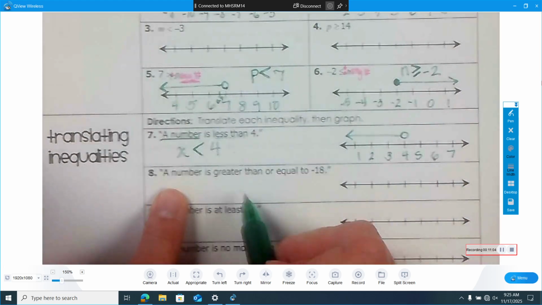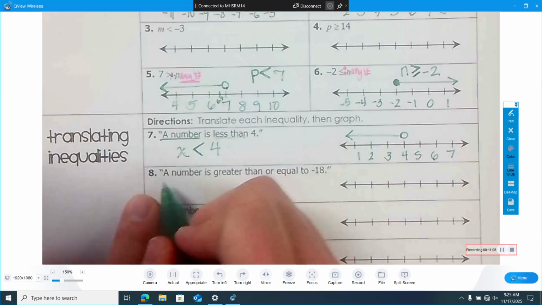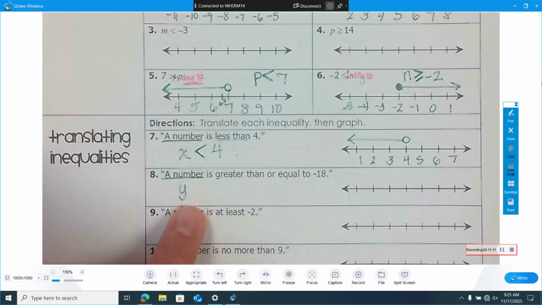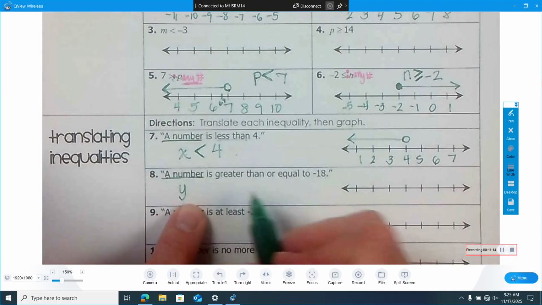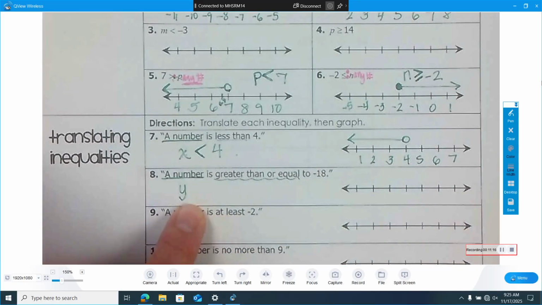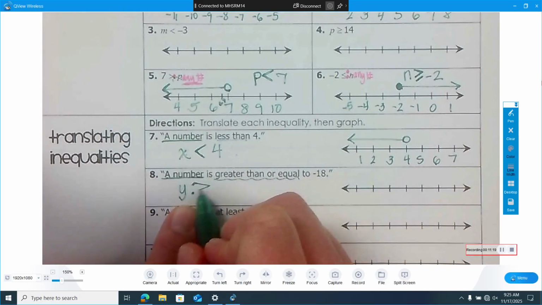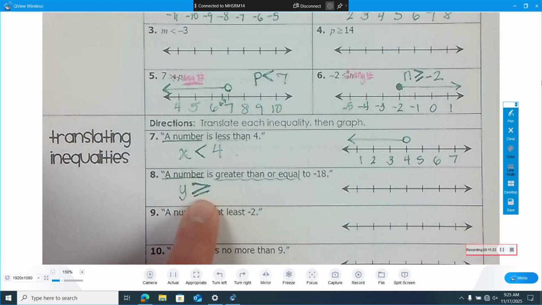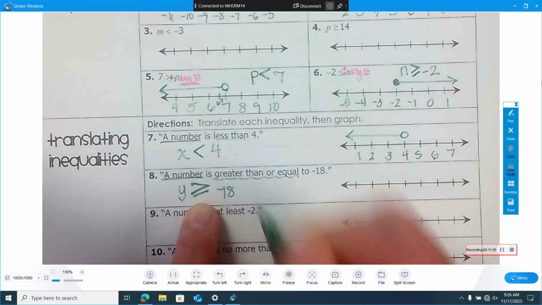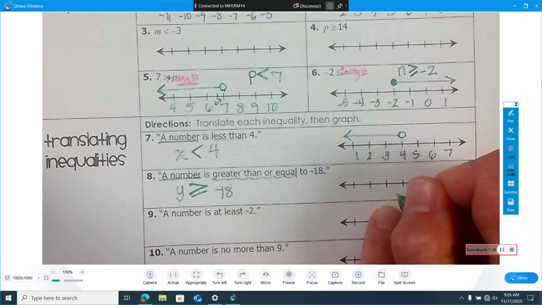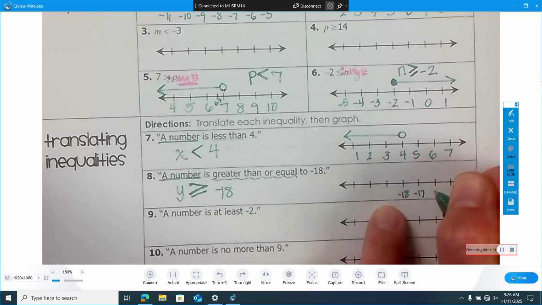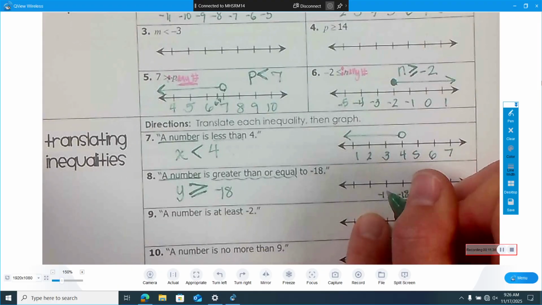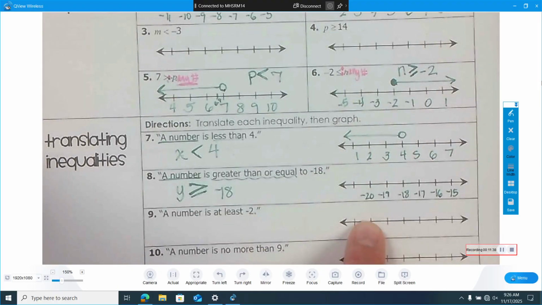A number is greater than or equal to negative 18. So what can we use for a number? We could use a Y. We can use any letter we want, sure. A number greater than or equal to. So that means that we got the big side next to our variable, and it's got the little equal to with it. Greater than or equal to negative 18. So I'm going to make my number line negative 18, negative 17, negative 16, negative 15, and to the left, negative 19, negative 20.